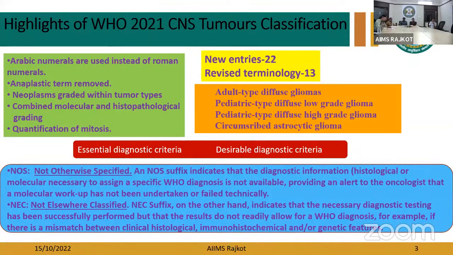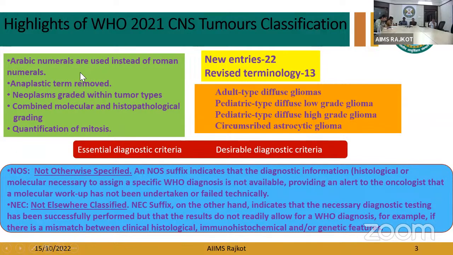Now, these are the few highlights of the 2021 classification. There are a total of 22 new CNS tumors entered compared to the 2016 edition, and 13 CNS tumors have been renamed. Their names have been changed, altered. In the new classification, Arabic numerals are used instead of Roman numerals to rule out any typographical error.